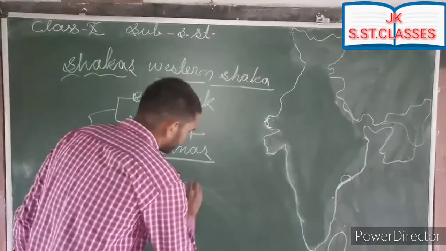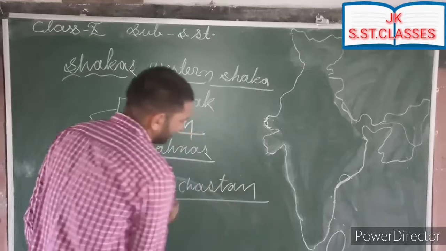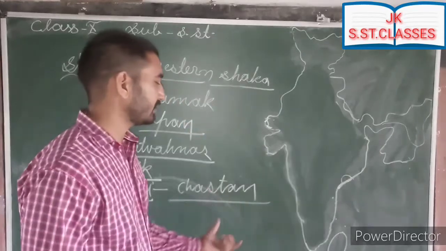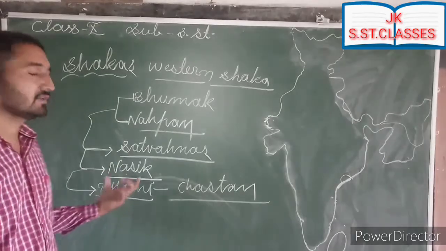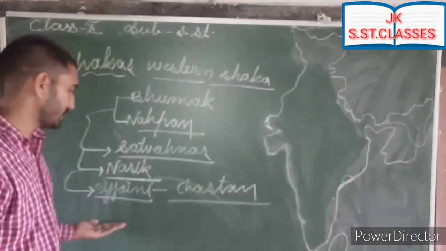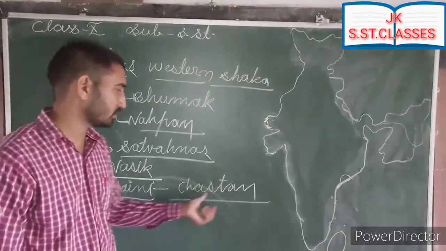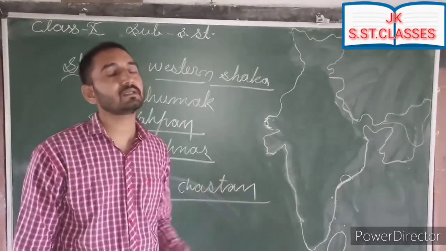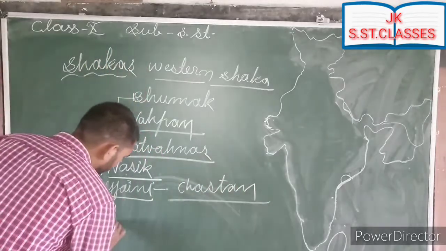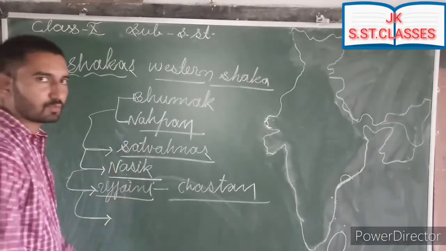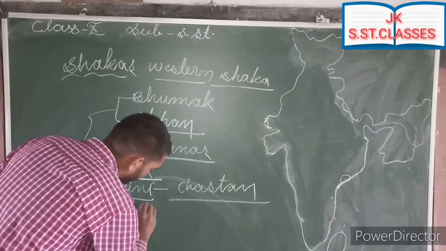Ujjain, okay, and here the founder of this dynasty was Chastana. The most important ruler of this dynasty, and also the founder, is the dynasty of Shakas related with Ujjain. Okay, so the founder of the Shaka dynasty of Ujjain was Chastana. Chastana established the Shaka dynasty in Ujjain, and the most powerful ruler of this dynasty was the grandson of Chastana, Rudradaman.